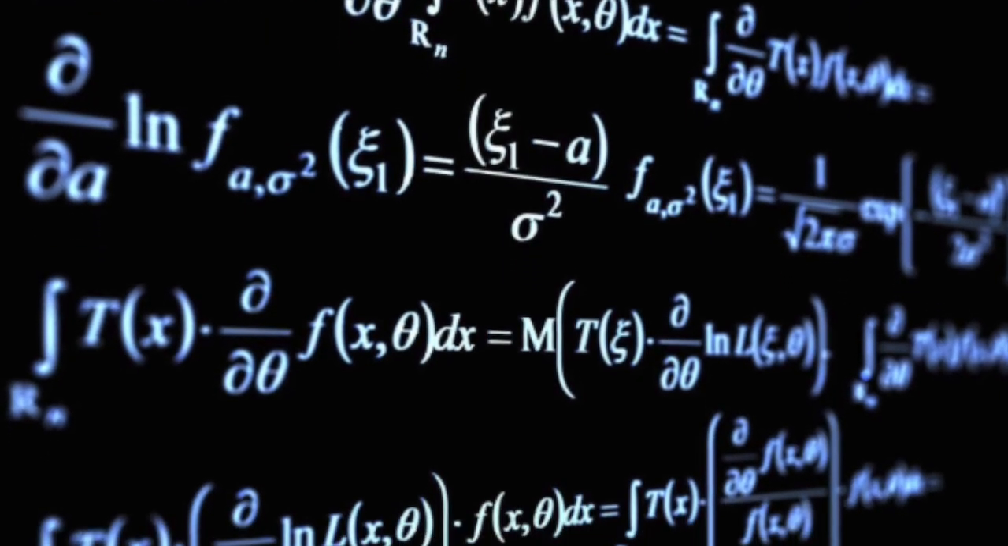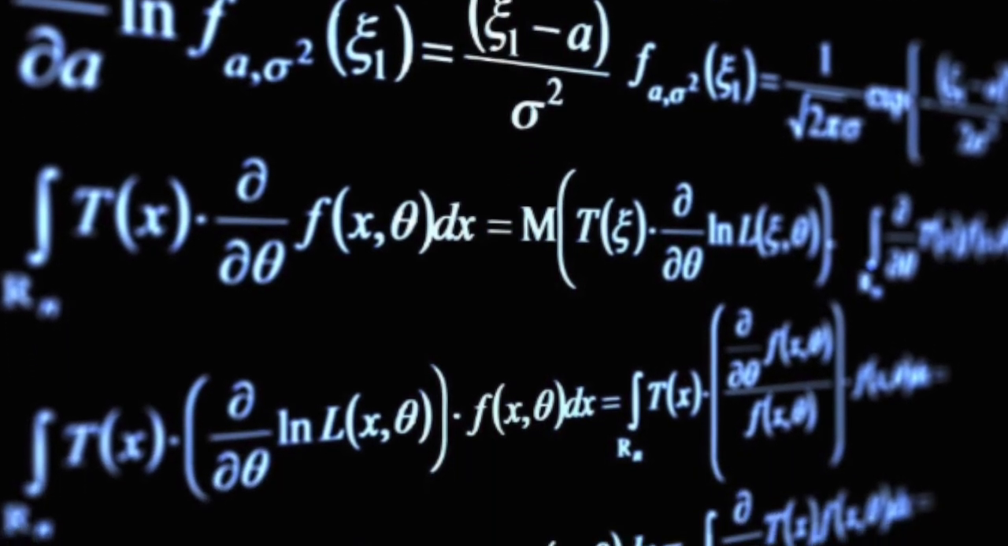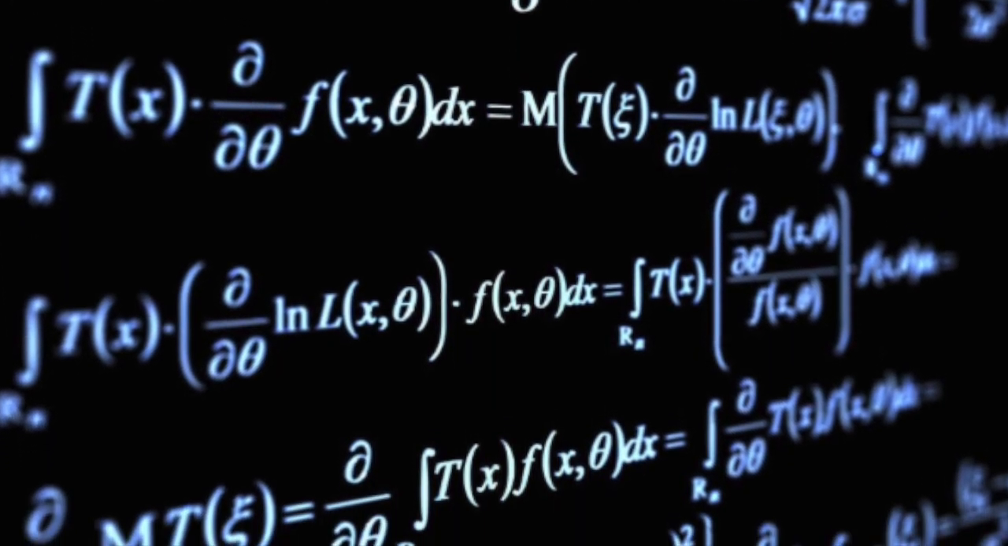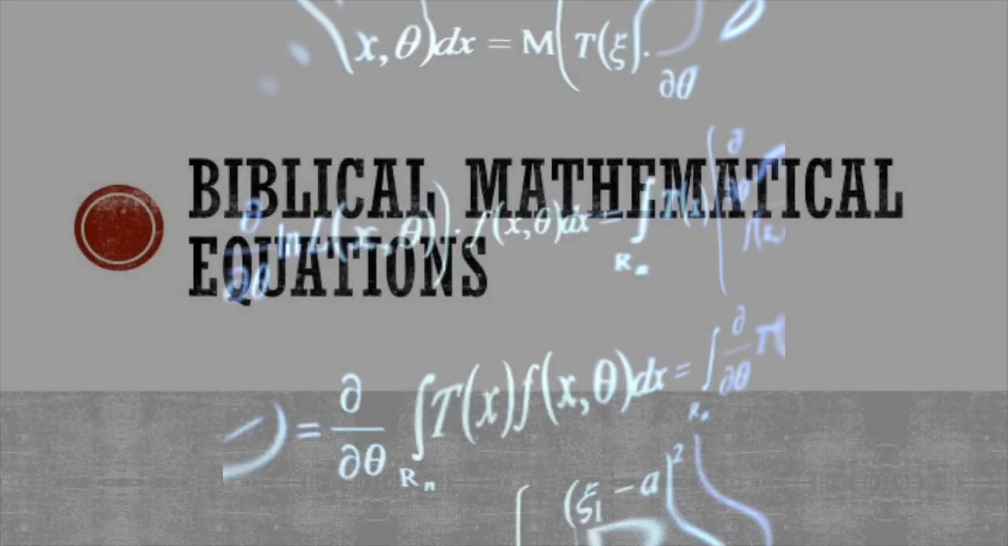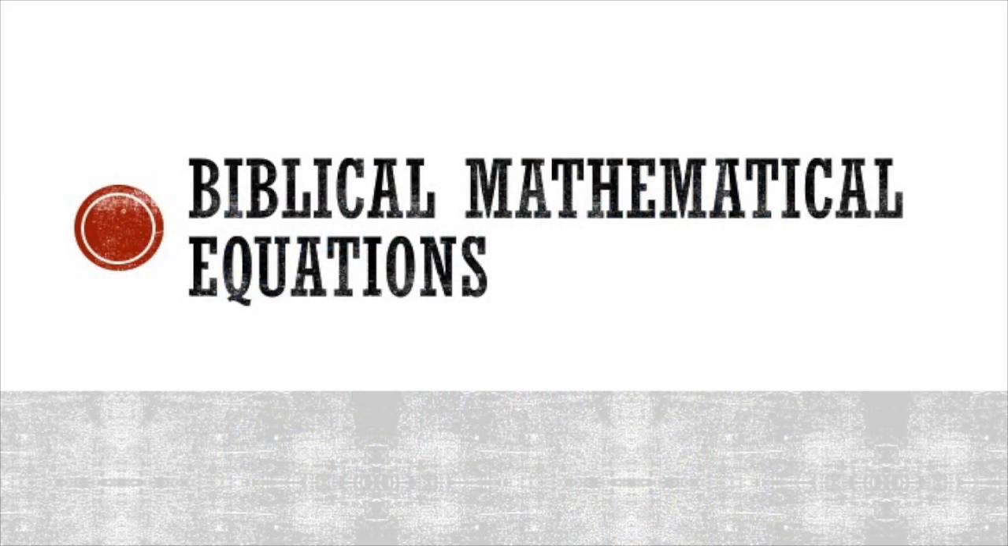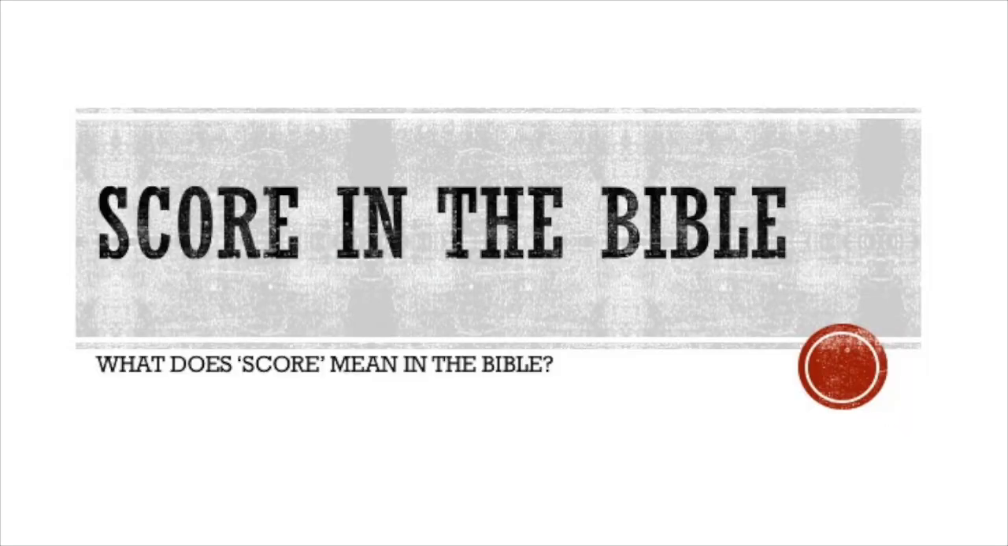So this video will explain score, and basically we are going to look at how to interpret and translate a biblical mathematical equation. One of the common numbers found in scripture is the word score. Score has a numerical value, which is basically the number 20. When you see it in scripture, I'm going to give you two tips so that you know how to interpret it when you come across it again.